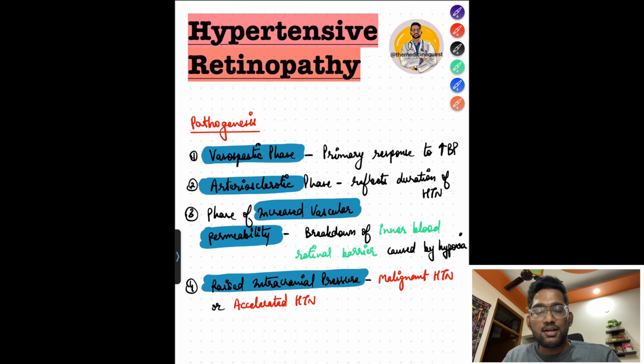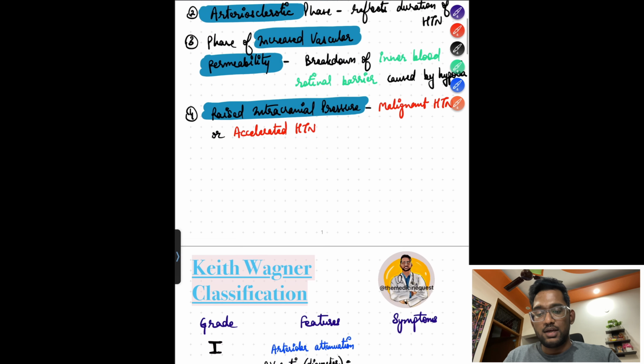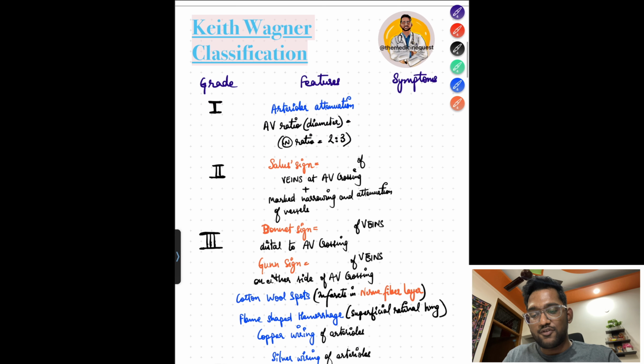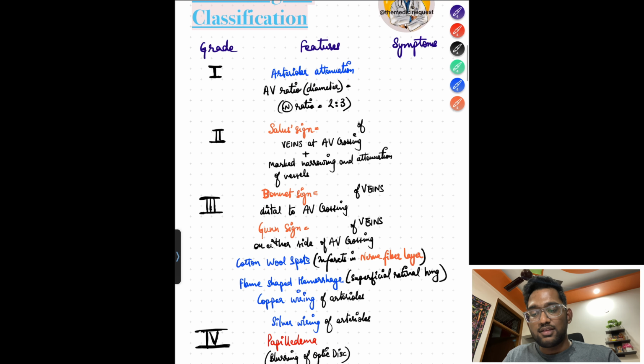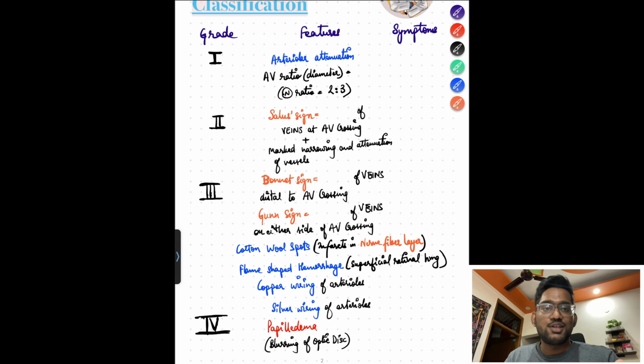Now how does this happen? Hypoxia in the blood vessels and this region leads to the breakdown of the inner blood retinal barrier, and this leads to increased vascular permeability, which causes hemorrhage, exudates and other features which we will talk about. Then there is the raised intracranial pressure, which occurs because of malignant hypertension or accelerated hypertension in the form of optic nerve ischemia and papilledema. So let us see the features in the form of the Wagner classification. This is the most important part and it will help us solve the questions.